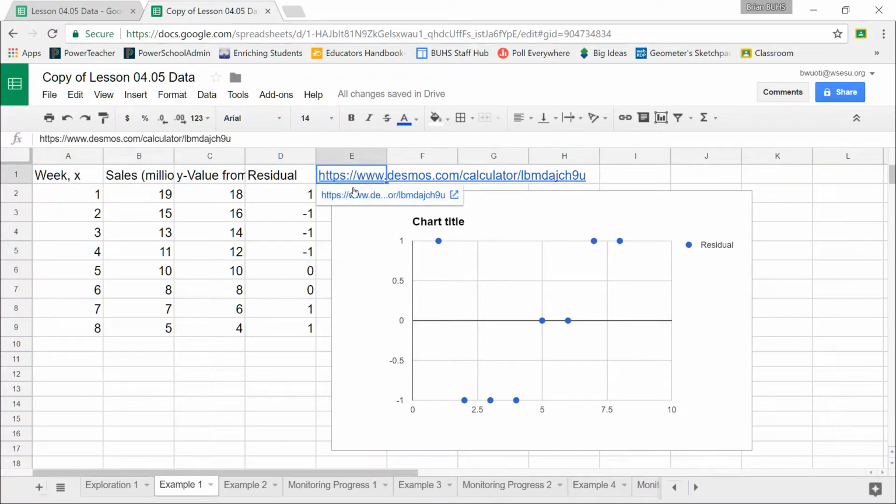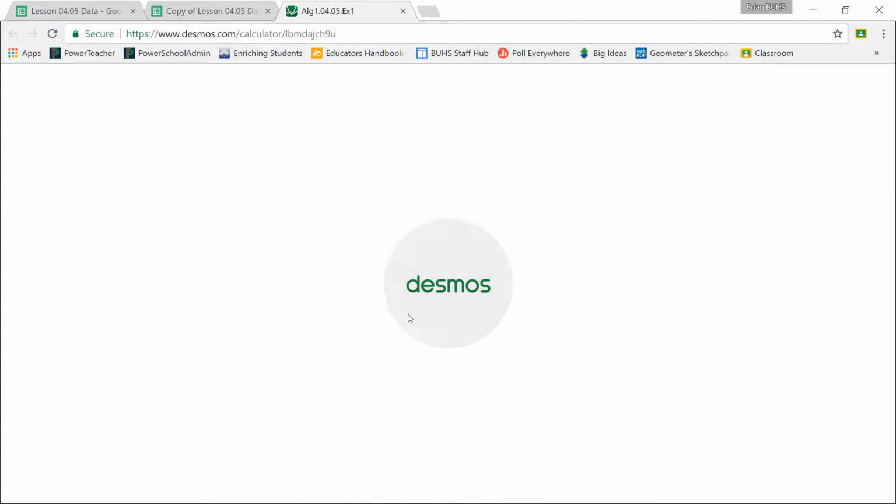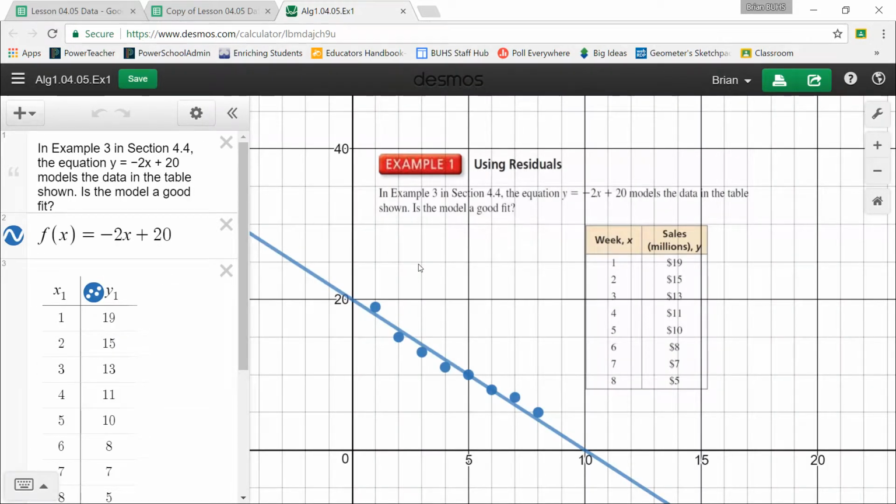All right, let's check out Desmos. I want to show it to you this way. So if you didn't keep up with the last one, here's your chance. Click on the hyperlink for Desmos.